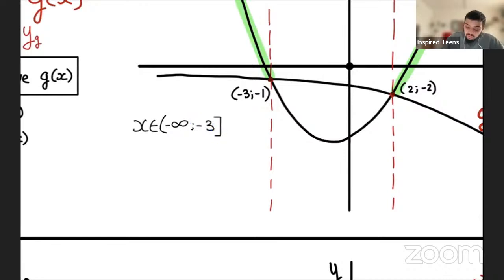Okay, so we include -3. We exclude negative infinity for obvious reasons, and we include -3 because the question includes it. For the other notation, this could simply be written as x is less than or equal to -3, because anything less than -3 goes up until infinity.